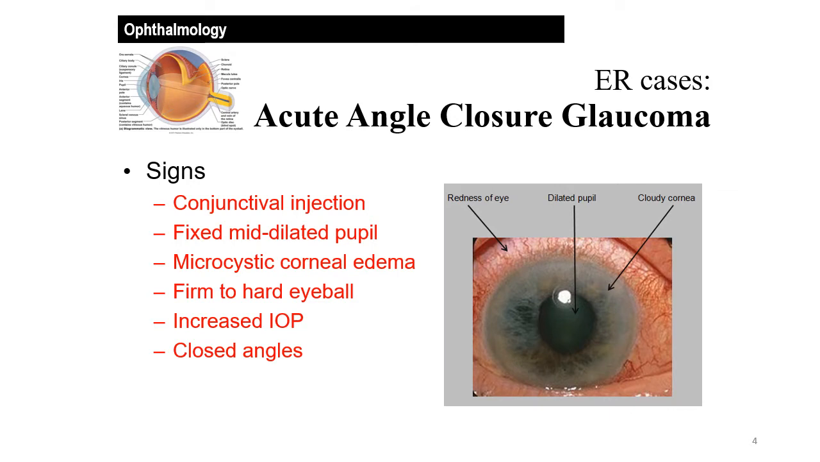Confirmatory exams, such as the Goldmann applanation tonometry, confirm that the intraocular pressure is increased. Gonioscopy, which is done to visualize the angles, confirms the presence of angle closure.